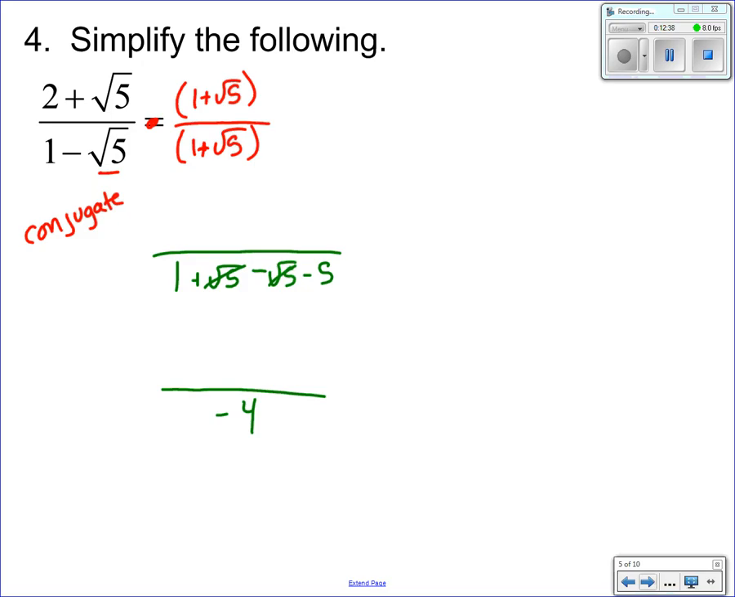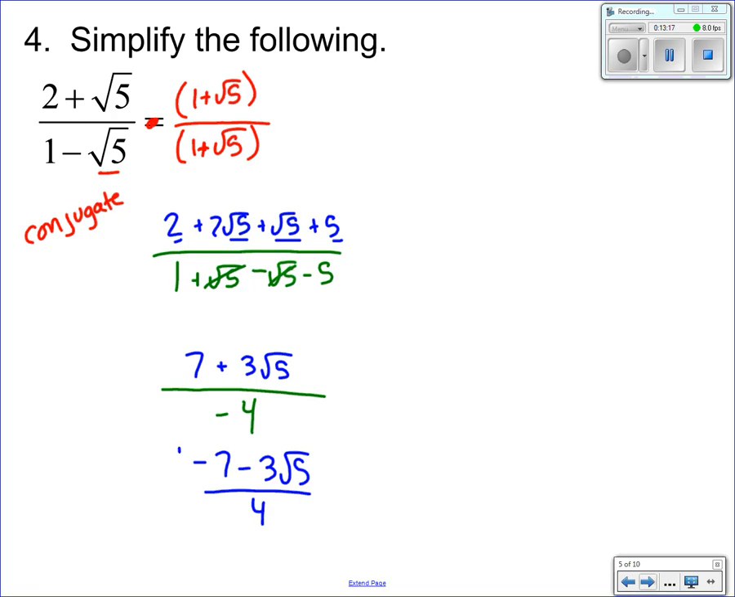Now let's work with the top. First terms together, that's 2. Outer, 2 root 5. Inner, root 5. Last terms, root 5 times root 5 is 5. So I have a 2 plus a 5, well that's a 7. I can combine the radicals because they're the same radical, plus 3 root 5. If I multiply the top and bottom by negative 1, that just might make it look a little nicer, but either one of these answers would be correct.